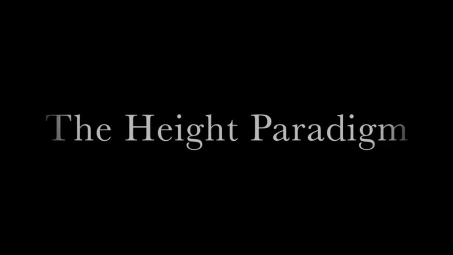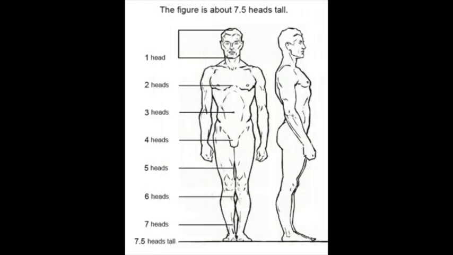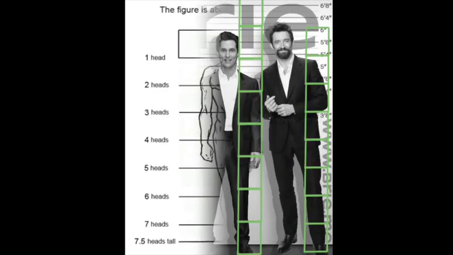The height paradigm. According to the Greeks in classical drawing, the ideal human is 7.5 heads tall. In this drawing, you can see that the legs are 4 heads. The chest is almost 3 heads tall. However, most people do not fit in this paradigm.